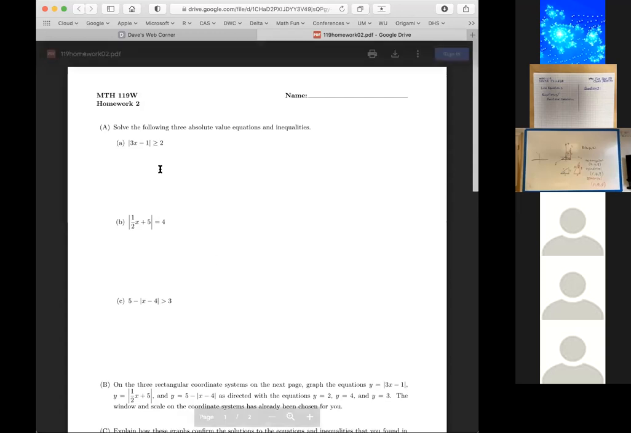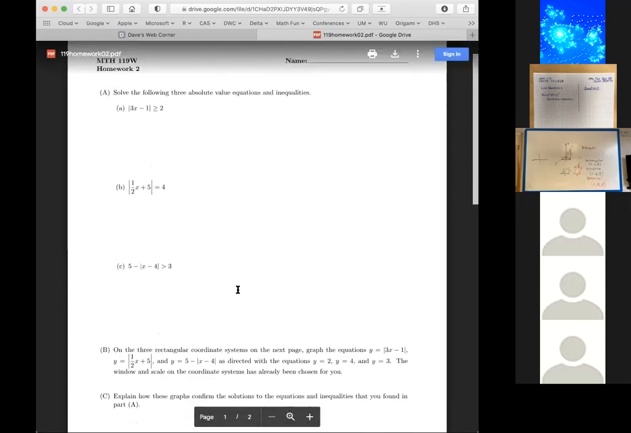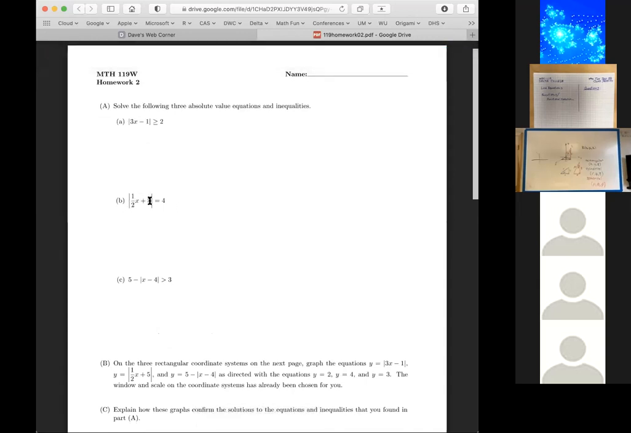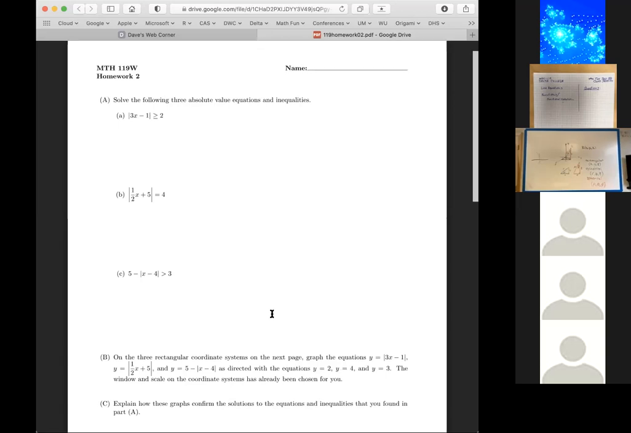But you could also think of these things on the left-hand side: absolute value of 3x minus 1, absolute value of 1/2 x plus 5, 5 minus the absolute value of x minus 4. You could think of those as things you could graph. And what does the graph of an absolute value function look like? Well, in the simplest case, it looks like a line that's been bent, or it looks like 2 half lines.